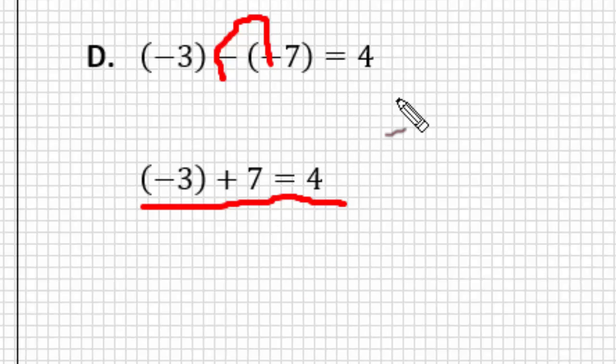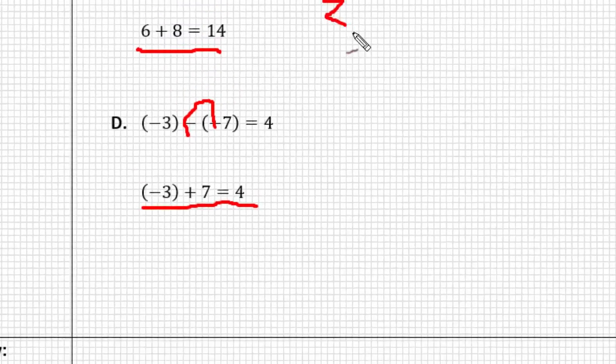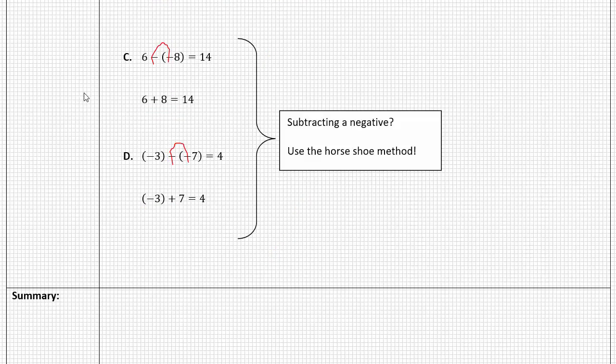And sometimes that's an easier thing. So again, all this I will sometimes refer to as the horseshoe method. It's still that keep, change, change, but if you're subtracting a negative, using this horseshoe, what I refer to as the horseshoe method, may also be helpful.